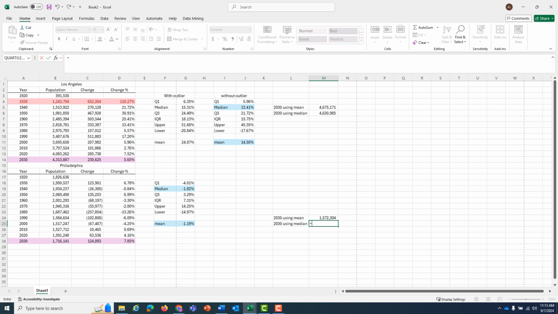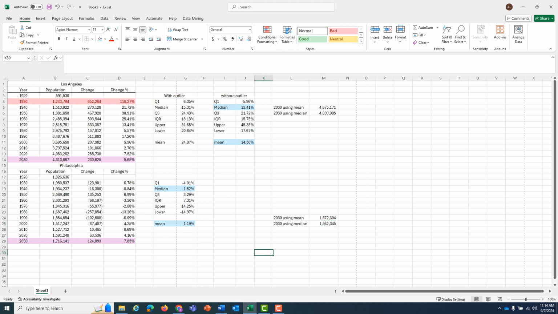What about the median? Take the population that we had in 2020 times 1 plus the median rate of change, which is negative 1.82%. And when I put that in here, I come up with 1,562,304.